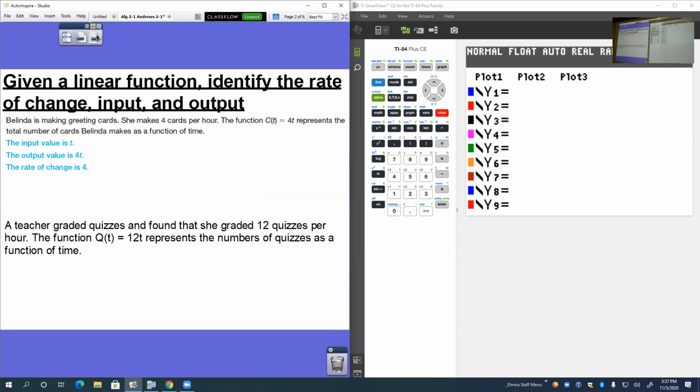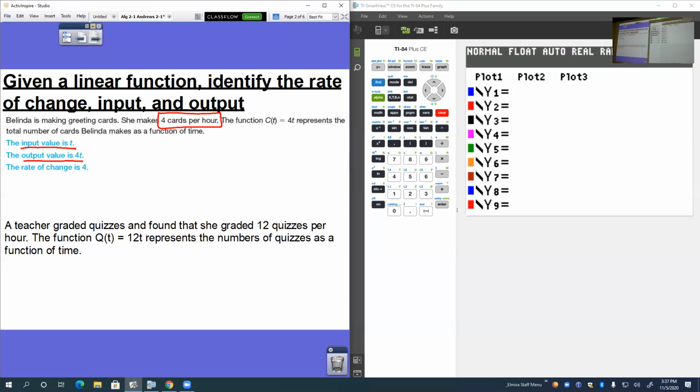So given a linear function, we need to identify the rate of change, the input, and the output. Belinda is making greeting cards. She makes 4 cards per hour. That's your key right there. The function c of t, cards in terms of time, equals 4 times t. So c of t represents the total number of cards Belinda makes as a function of time. The input value is your t. The output value is 4t. So the rate of change is 4 because you're making 4 cards per hour.